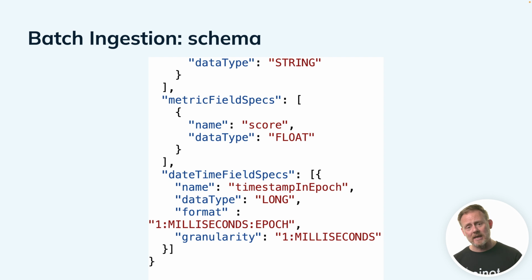And of course, you need to have a date time field in there, which is required for a Pinot schema, and that is called timestamp in epoch, our excellent name for that column. So this is our schema. We start with a schema in JSON format, very readable, very nice, love it.